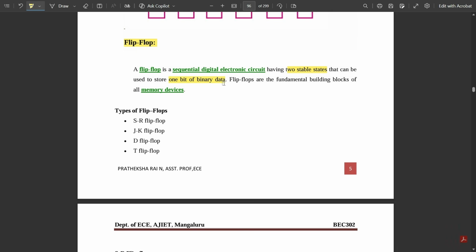So it is basically a sequential circuit. In the previous video I have already told you it is an example of a sequential circuit. It is a sequential digital circuit which has two stable states that can be used to store one bit of binary data. One is the zero state and one is the one state, low state and high state, for storing any one bit of binary data. The flip-flops are the fundamental building blocks of all memory devices. This you need to know. So this is the basic definition. If they ask, you need to write this.